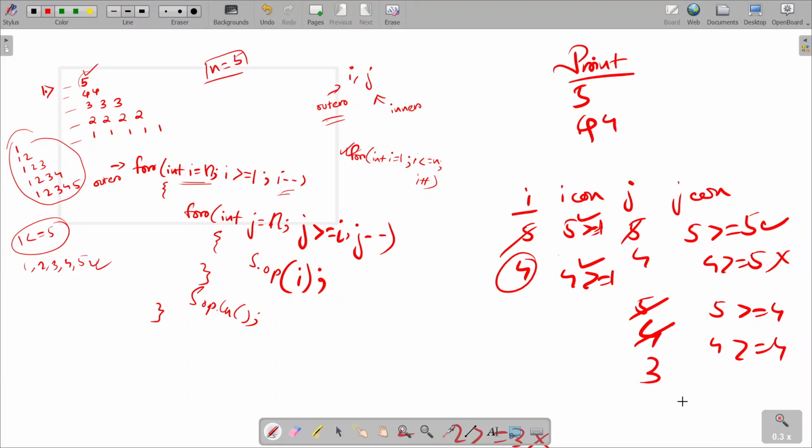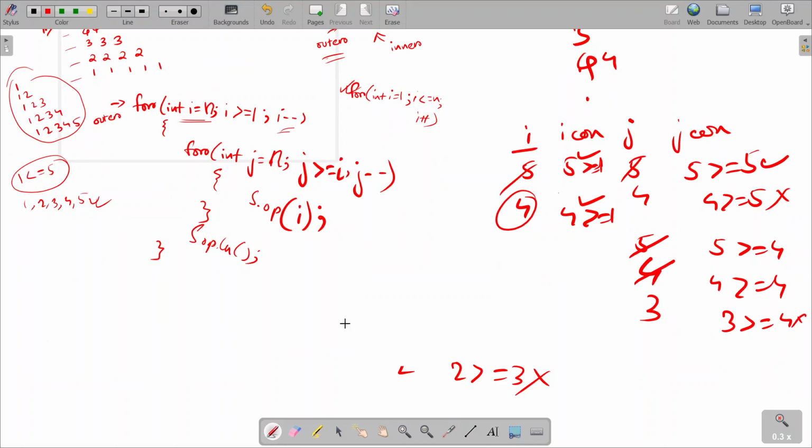Now j will turn 3, and 3 greater than or equal to 4? No, 3 is not greater than or equal to 4. The condition will get dissatisfied. It will come out of the loop and go to a new line. So let's do it for the 3's value once. That will be our last one.